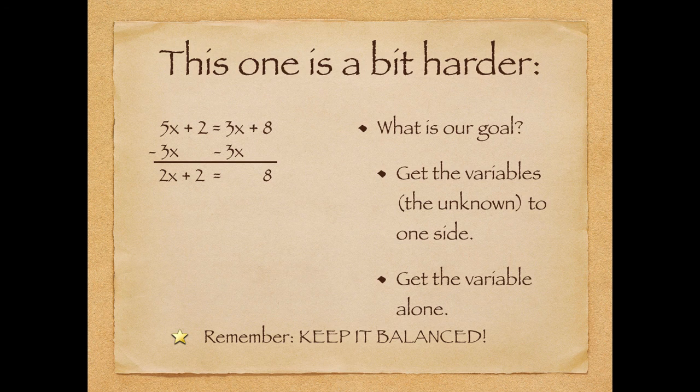So what are we going to do? What's the inverse operation of addition? Well, it's subtraction. So let's subtract 2 from that side. And if we're going to keep it balanced, we got to subtract 2 from the other side. When we do this, now we're left with 2x equals 6.